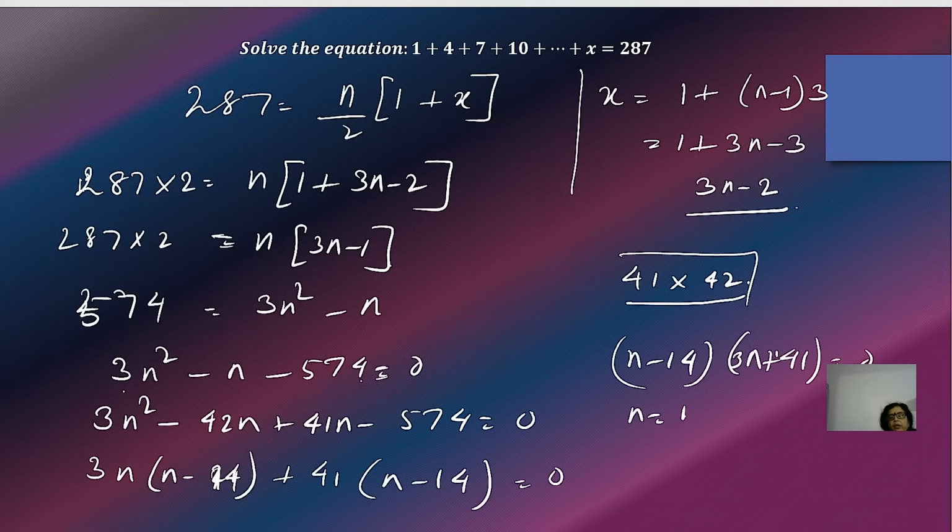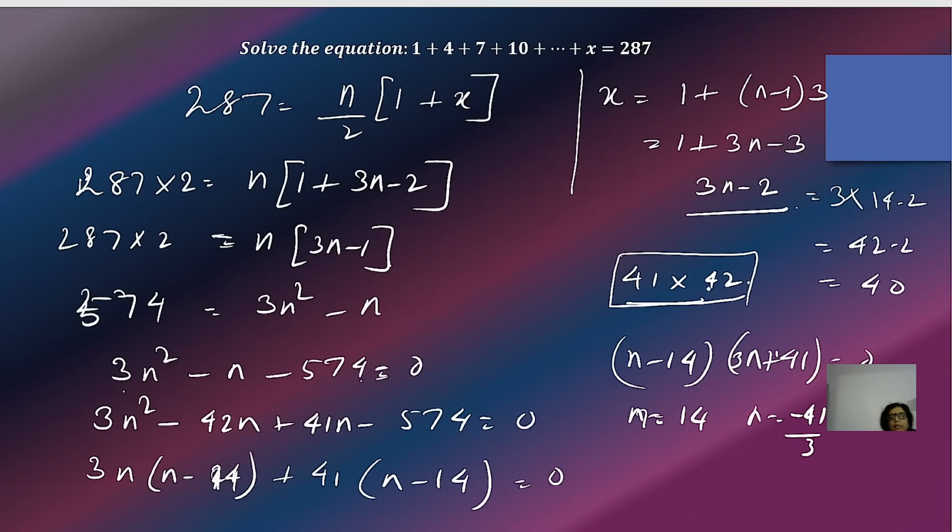So n is either equal to 14 or n is equal to minus 41 by 3, which cannot be accepted because it's negative as well as a fraction. N has to be a whole number and positive always. So if n is 14, what is the value of x? x will be equal to 3 into 14 minus 2, that is 42 minus 2, that is equal to 40.